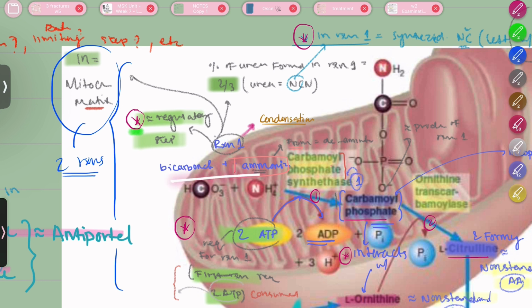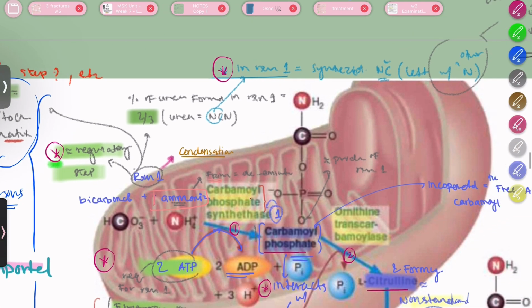So bicarbonate plus ammonia will be converted into this structure, the carbamoyl phosphate, and this indicates that the type of reaction number one is condensation, since we started off with two substrates and ended up with one. Now, some very important points in this reaction: number one, ATP in reaction one is consumed. We have two ATPs consumed, plus it's a regulatory step.